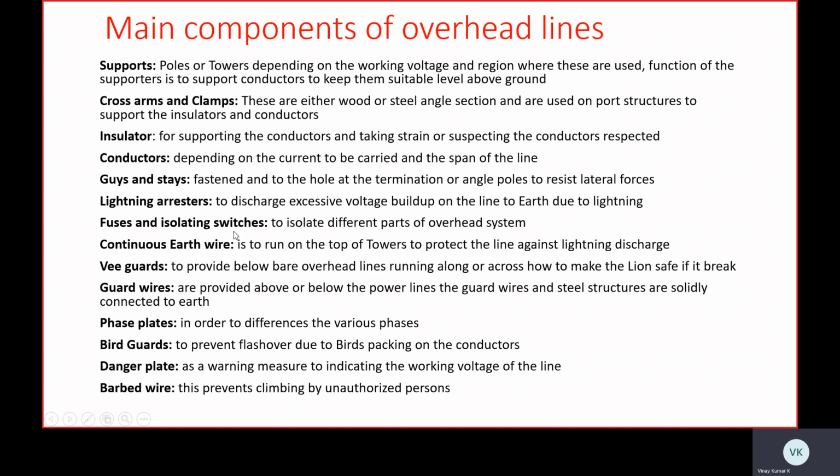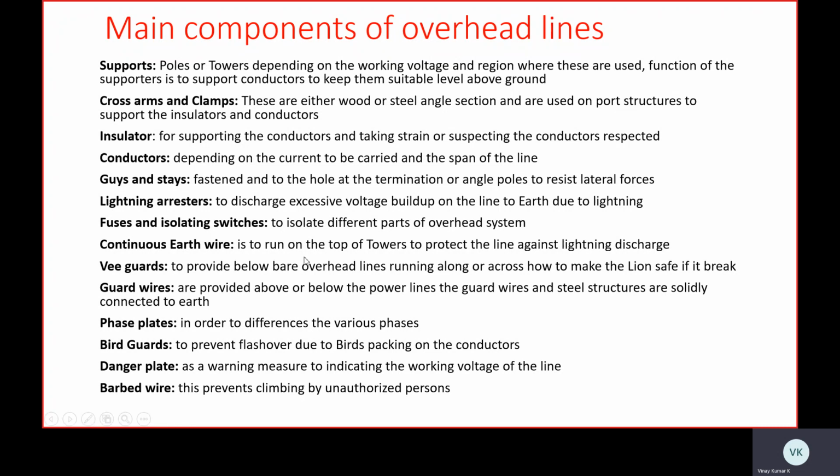In order to isolate the different parts of the overhead system, we use isolating switches. And continuous earth wire. Normally, this continuous earth wire is carried along with the conductors from one supporting structure to another. These run at the top of the towers. While traveling on the outskirts of cities, you can observe high voltage lines where you can see a thin GI wire or aluminum wire like structure, which normally runs at the top of the towers. This is mainly used to protect our supporting structures, that is poles or towers, from lightning discharges.